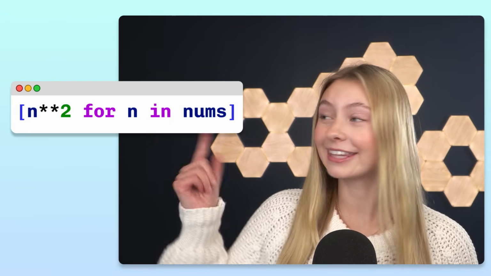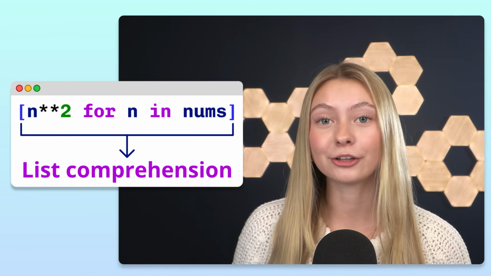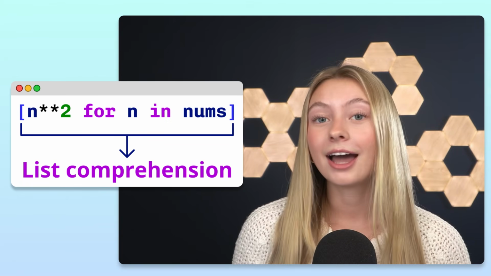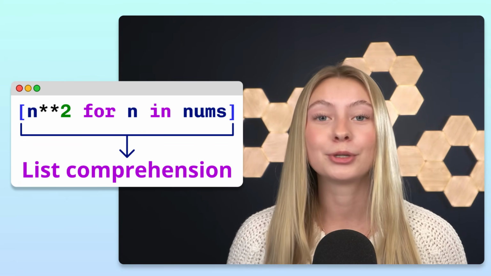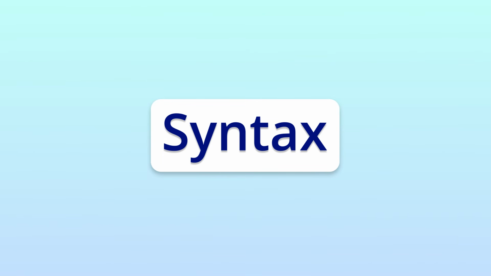Have you ever seen code like this? It's called a list comprehension, and it can replace an entire loop with just one line of code. I know the syntax can be a bit intimidating, but don't worry, we have clear visuals to break down each part. To familiarize ourselves with the syntax, let's start with a simple example.